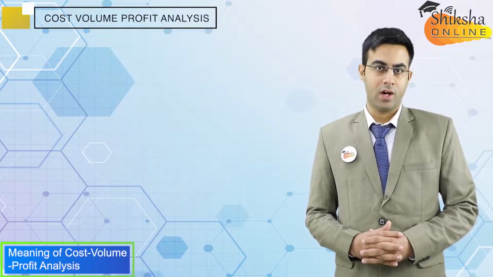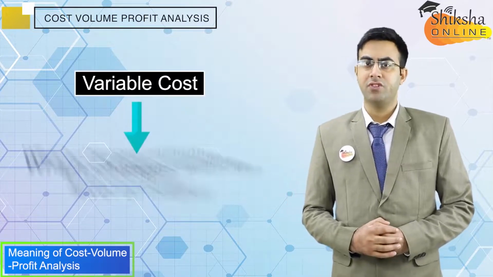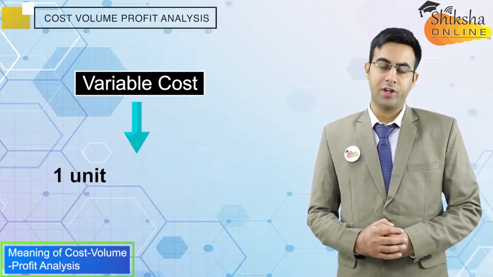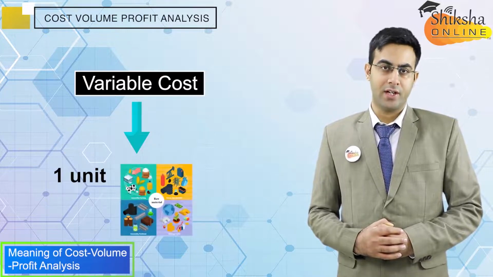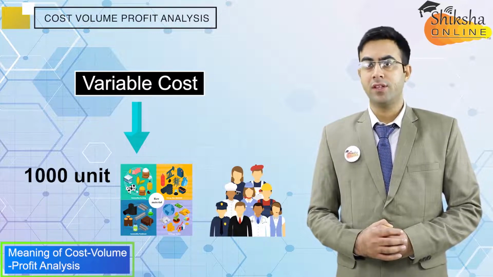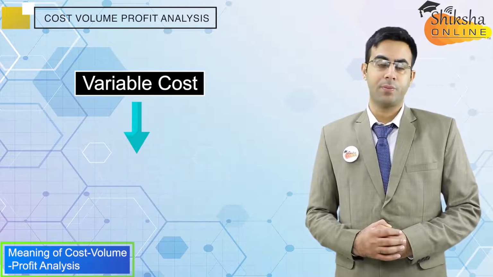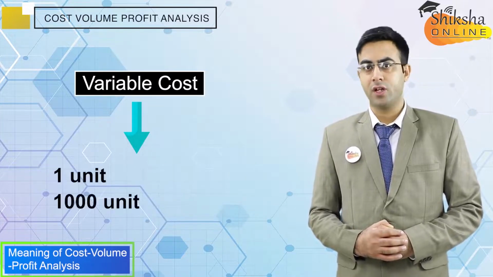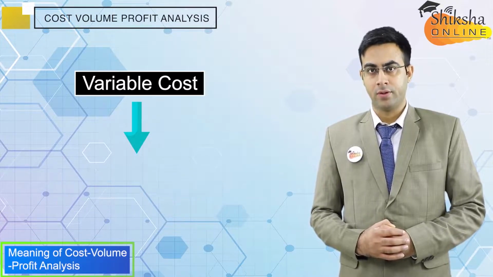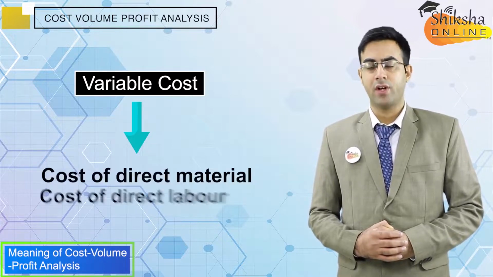Now we move to our next cost, that is variable cost. Variable cost means cost which changes with the change in the level of output. If I produce 1 unit, then cost of raw material and cost of labor will be incurred accordingly. But if I produce 1000 units, then this cost will change significantly, because cost of producing 1 unit and cost of producing 1000 units may be different due to change in the level of output. So we can say variable cost means, for example, cost of direct material, cost of direct labor.